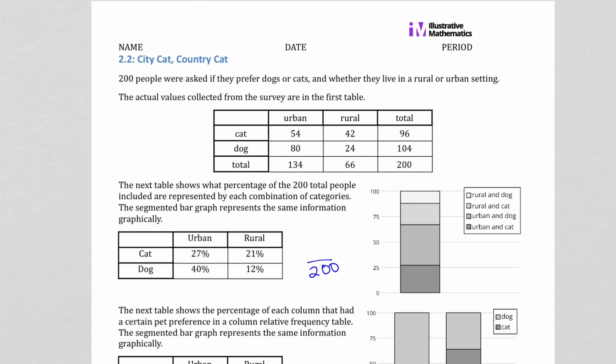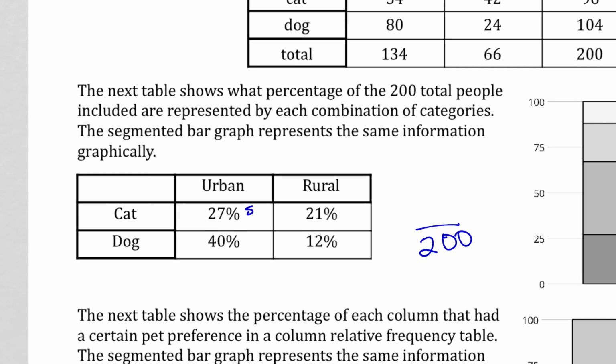Okay. So how we get 27% is we take 54. I'm going to zoom in here. We're going to take 54 divided by 200. I'm going to plug it in my calculator right here and verify that's correct. And that is 0.27. Okay. I'm going to do the same thing down here for urban dog. I'm going to do 80. So I'm pulling this number right here and dividing by 200. And that is 0.4 exactly. So we just move our decimal place over and we get 40%.